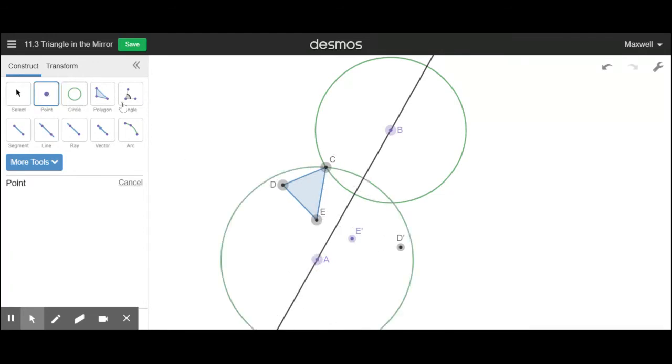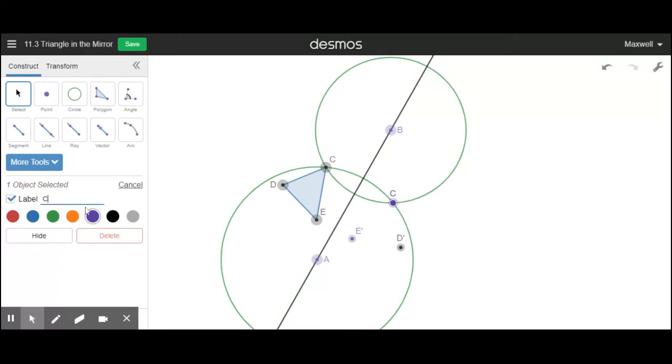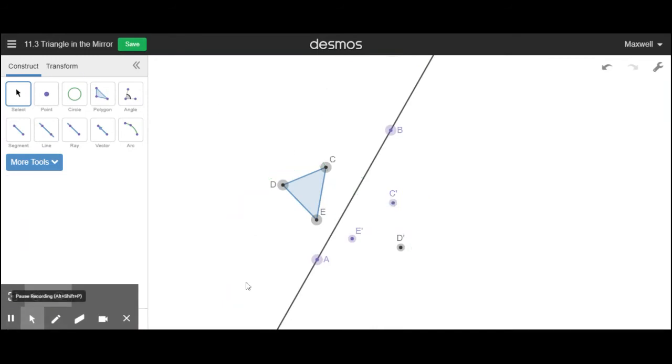And now we can put a point where it's connecting at C, and then the other connecting point is going to end up being C prime. And we have reflected this whole triangle. So we can get rid of the other two circles. And now we have the points we needed to connect them.